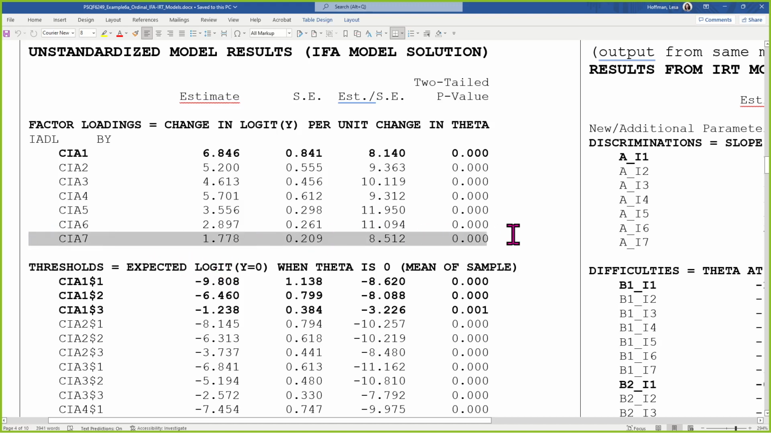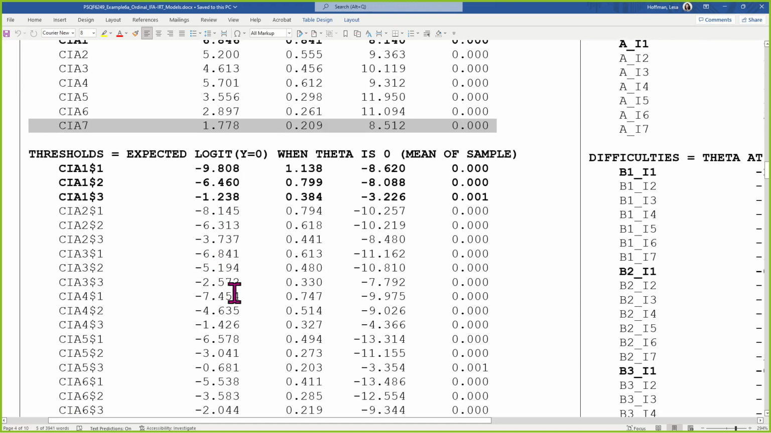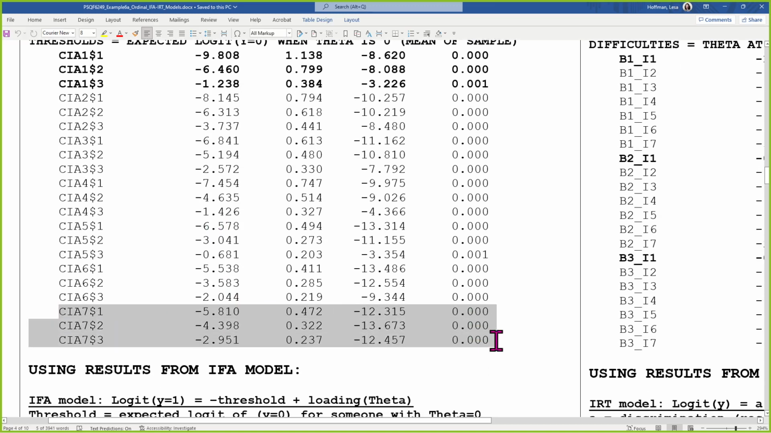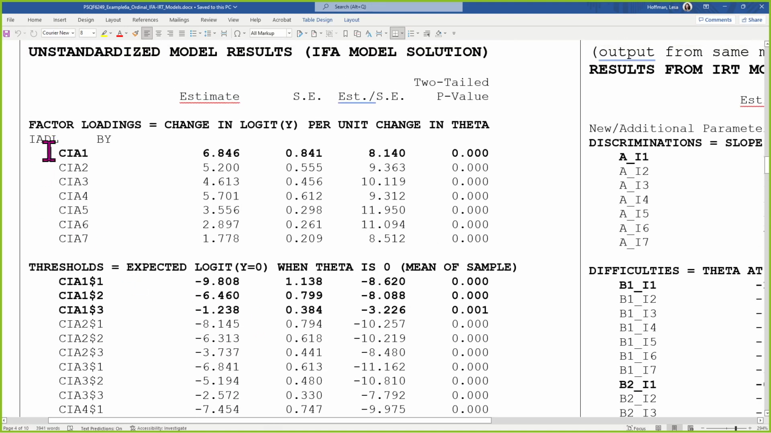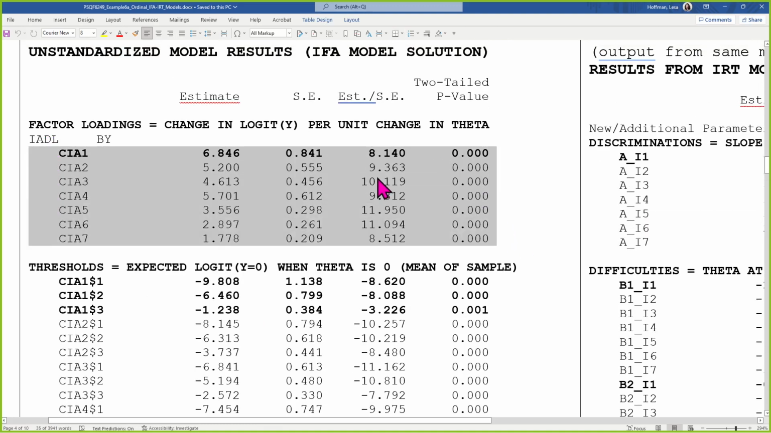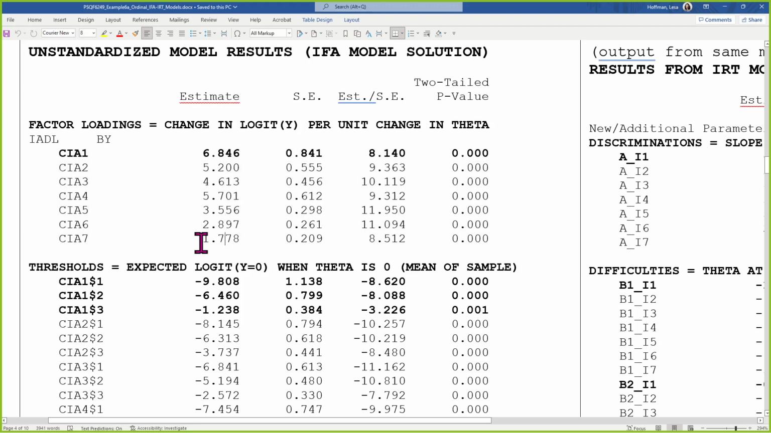So I wouldn't necessarily say this is a bad item without looking at who it's bad for, who it's good for. And if I don't have any other items that are in that range, I would need to keep it. So keep in mind that these loadings are really talking about the range of the trait the item is designed to measure, where the difficulty is. So it's not necessarily a good or bad item, it's good or bad within a range.